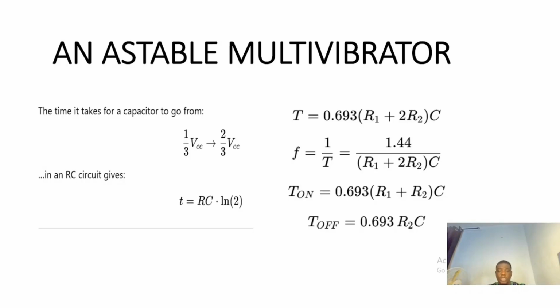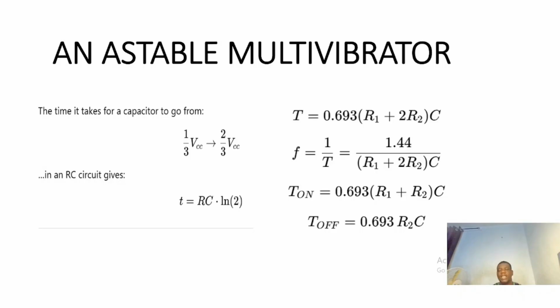Write it where T on is. You now say it equals 0.693 all in brackets. Then choose a particular value for your R2. Choose another specific value for your C and use R1 as subject of the formula. So by the time you solve, you get R1 as a value.